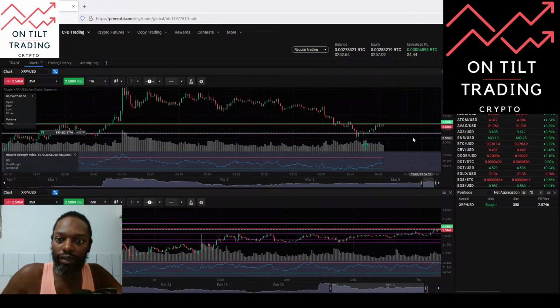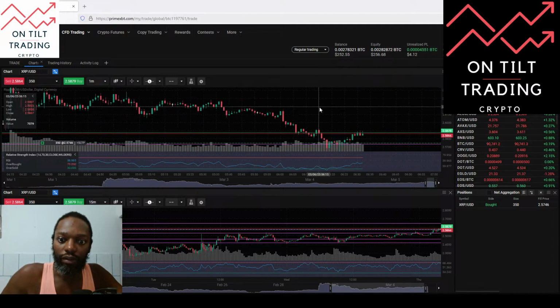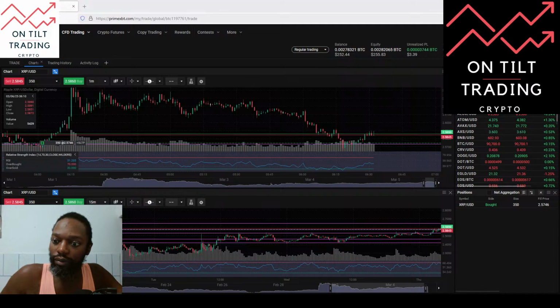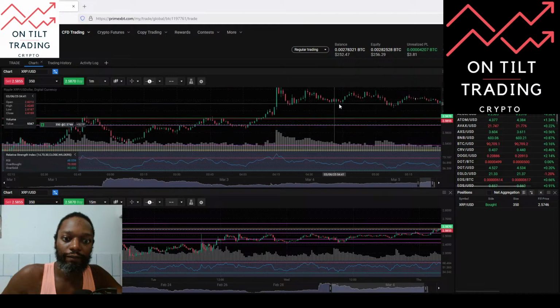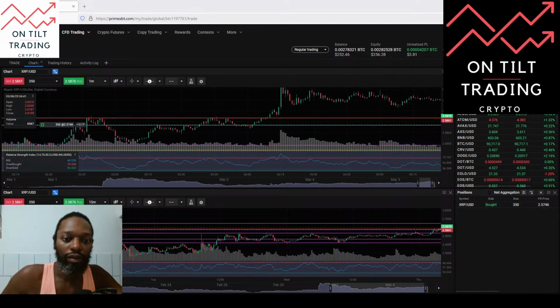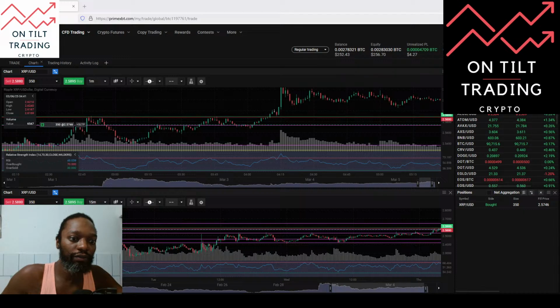Let's come in here and take a look at this entry. Okay, so we have a breakout. Let's back up and we'll show the breakout. So we have the breakout in this area here where it initially broke out. This area down here, these bars, this is a volume indicator. This area down here in the blue, this is a relative strength index.